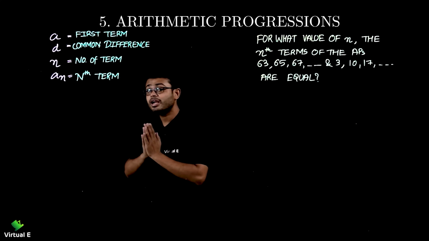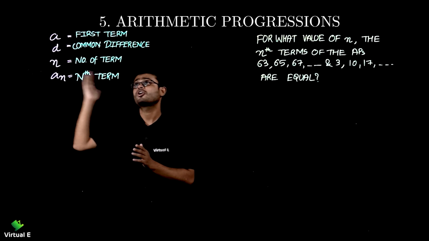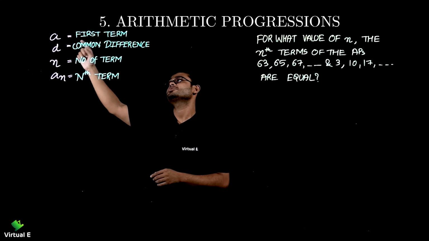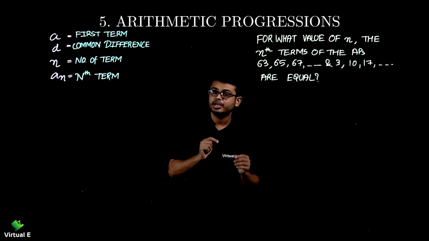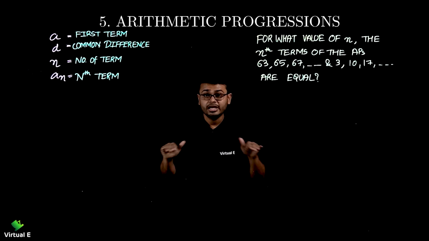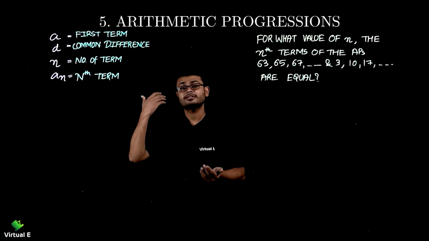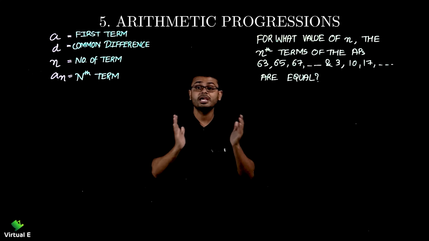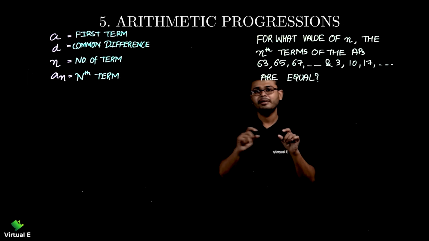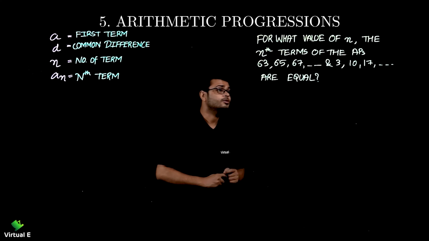Clear? So what we are going to do, as always, is get the value of the first term a and common difference d, and form the equation an is equal to a plus n minus 1 into d. Remember, we are going to compare them and make them equal. The reason behind that is the nth term from the first AP and the nth term from the second AP should be equal. So we'll get the nth term of both APs, make them equal and get the value of n. Simple.